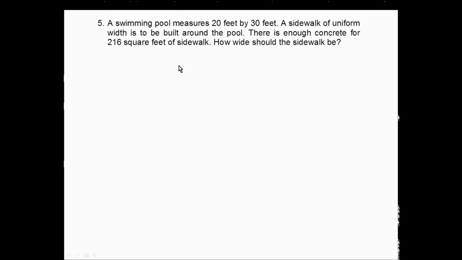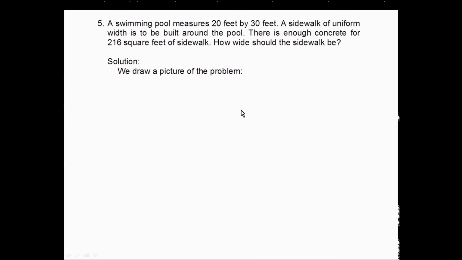Now, negative width doesn't make sense, but you could have a fraction, right? You could have like 2.5, 2 1/4. Now, it can't be 0 because, after all, we do have some concrete. So the swimming pool is 20 by 30, and we've got enough concrete for 216 square feet of sidewalk. Okay, we're going to draw a little picture. It's our solution. We make a picture.